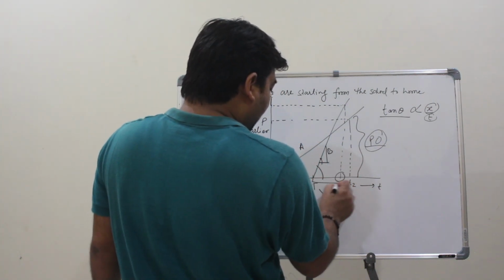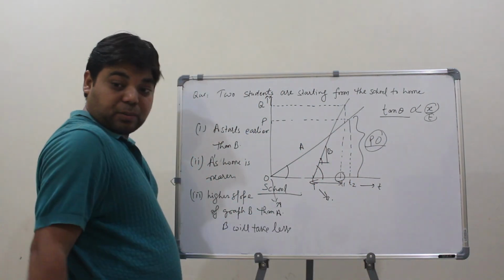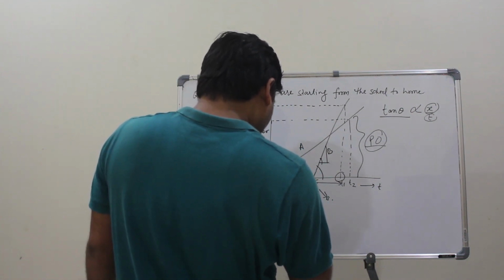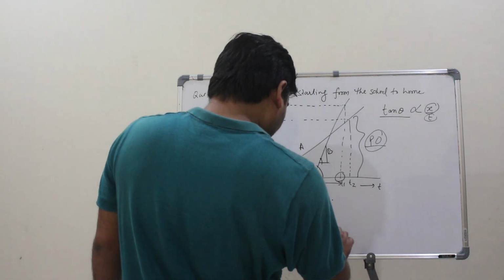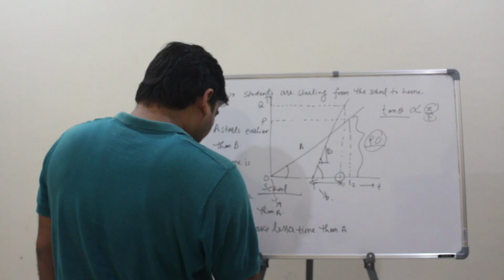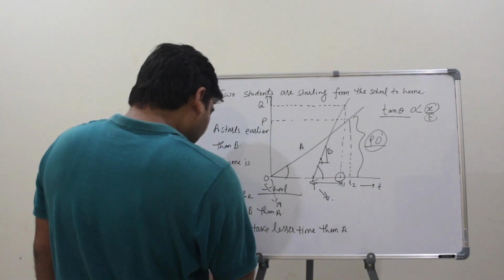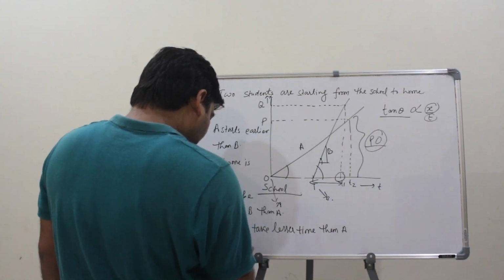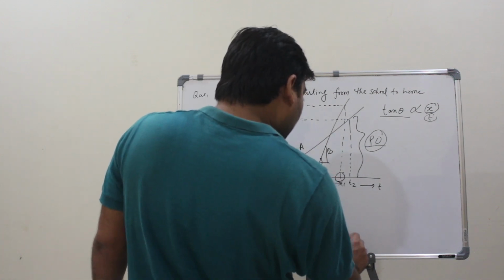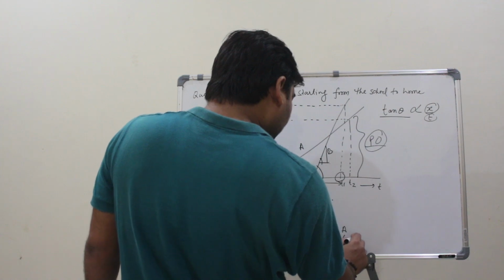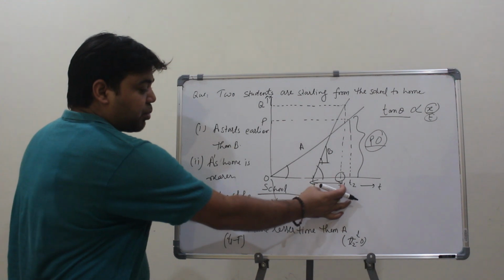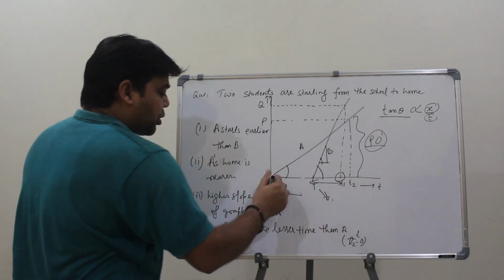B starts at T and ends at T1. So this is the time he is taking, lesser time than T1. And so B is taking how much time? It is T1 minus T. And A is taking T2 minus 0. This is T2. So you see, T1 minus T is this much, whereas T2 minus 0 is this much, this complete time.